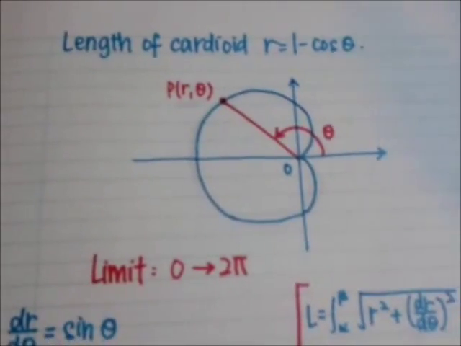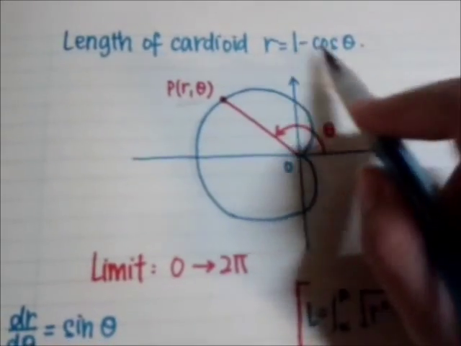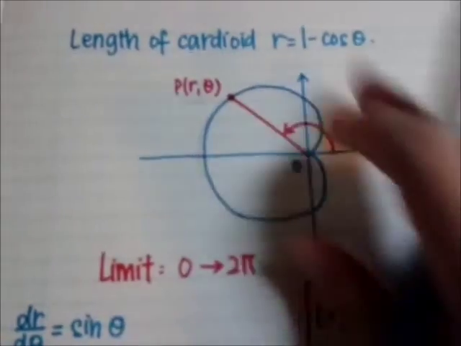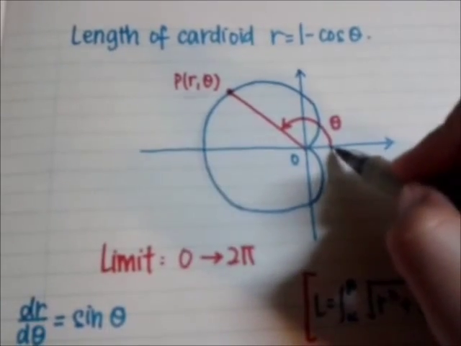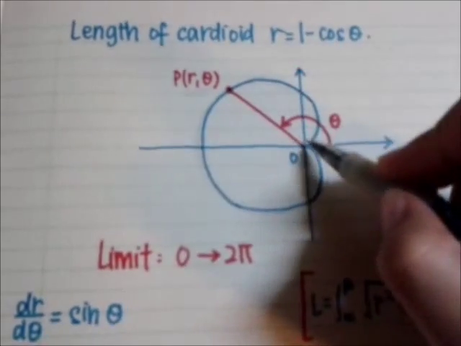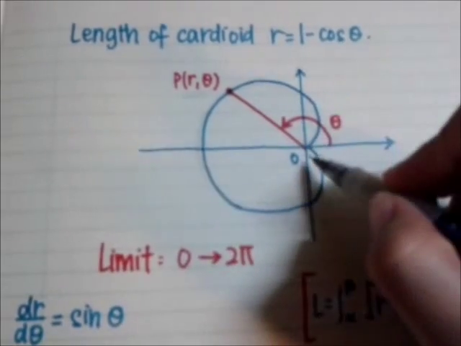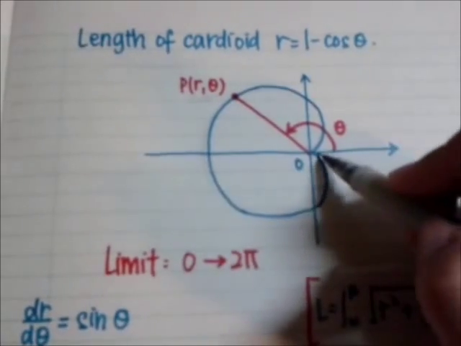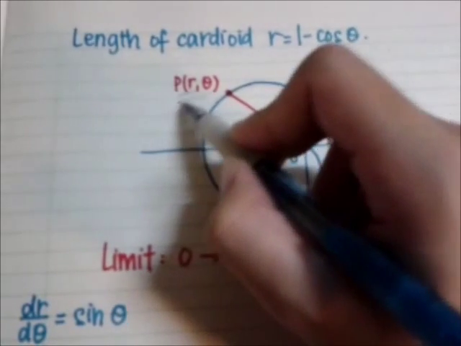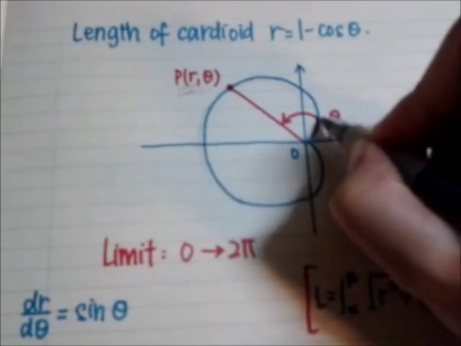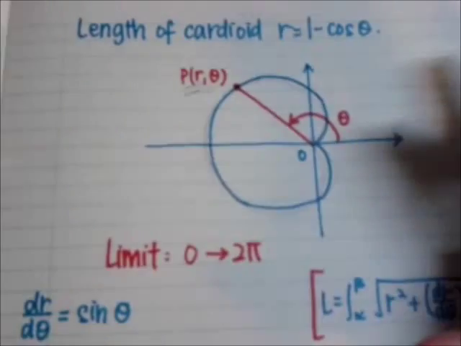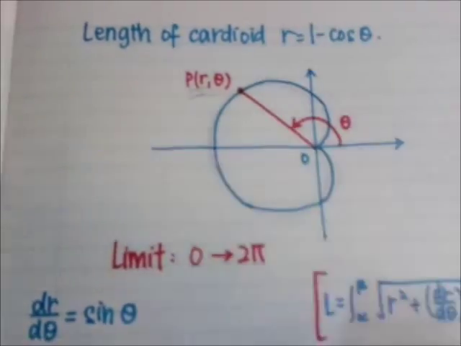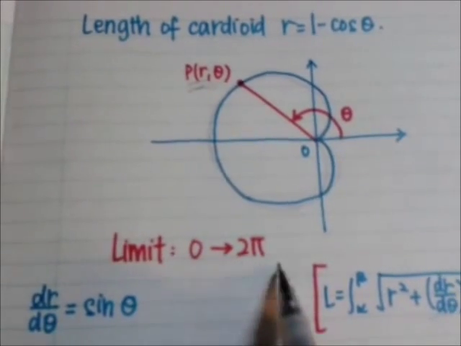What it basically means is that, for example, take the cardioid r equals 1 minus cos theta. After we sketch the graph, we can see that from the angle theta equals 0 to 2 pi, the curve r equals f theta has a continuous first derivative, and also the point (r, theta) travels the curve once from 0 to 2 pi. Therefore, we can use the formula of the length where the limit is from 0 to 2 pi.